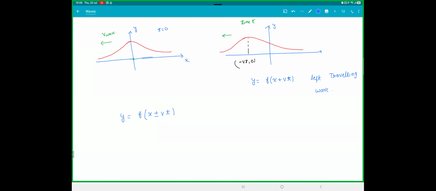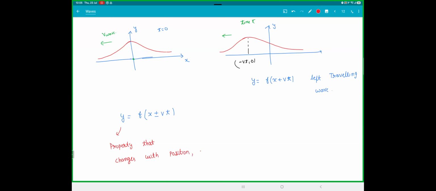Let's try to understand what it means. What is y here? Y is a property. What property? It can be anything: pressure, displacement. This property is changing with x and the time. It is changing with two quantities. Property that changes with x and t. Let me give you one more crude example.